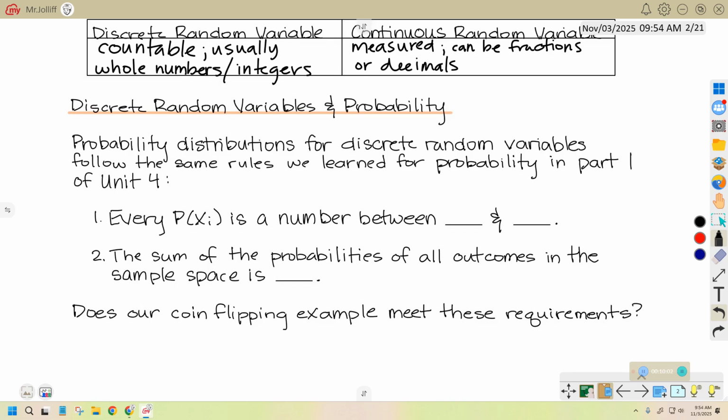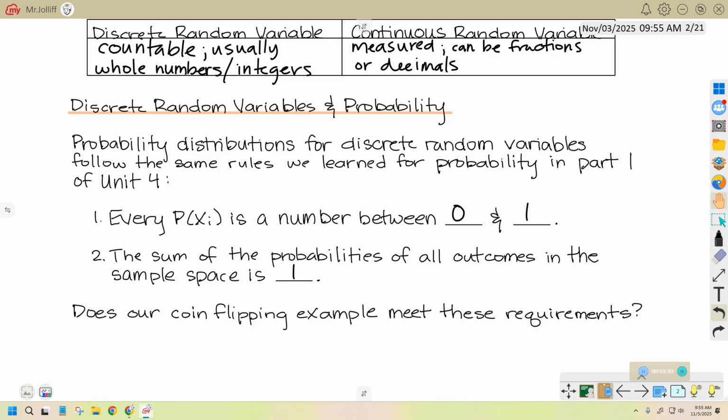Every probability should be a number between what and what? 0 and 1. Perfect. Never happens, always happens. Somewhere between those two extremes included. If I take all of the probabilities for all of the possible outcomes in a sample space and I add them together, what should I get? 1, because that's 100% of the sample space. Same thing is true here.